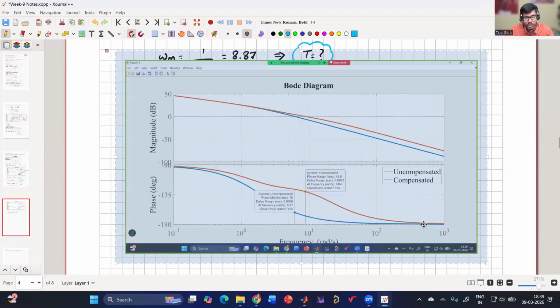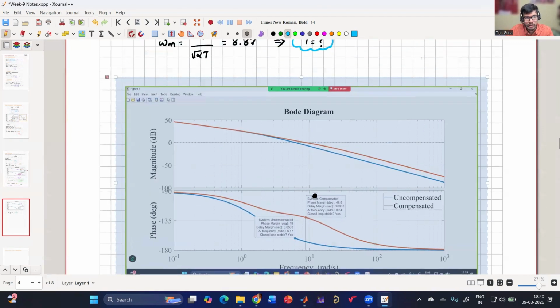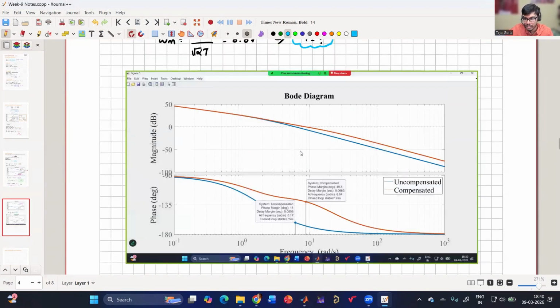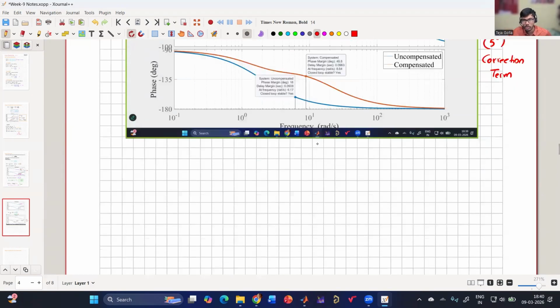So I have gotten my T, and this is the Bode diagram that I'm getting, with my phase margin at 49.8 degrees. This is with a correction factor of 5 degrees that I have considered. What if I increase the correction factor? Say I consider the correction factor to be 8 degrees. So let me redo it.